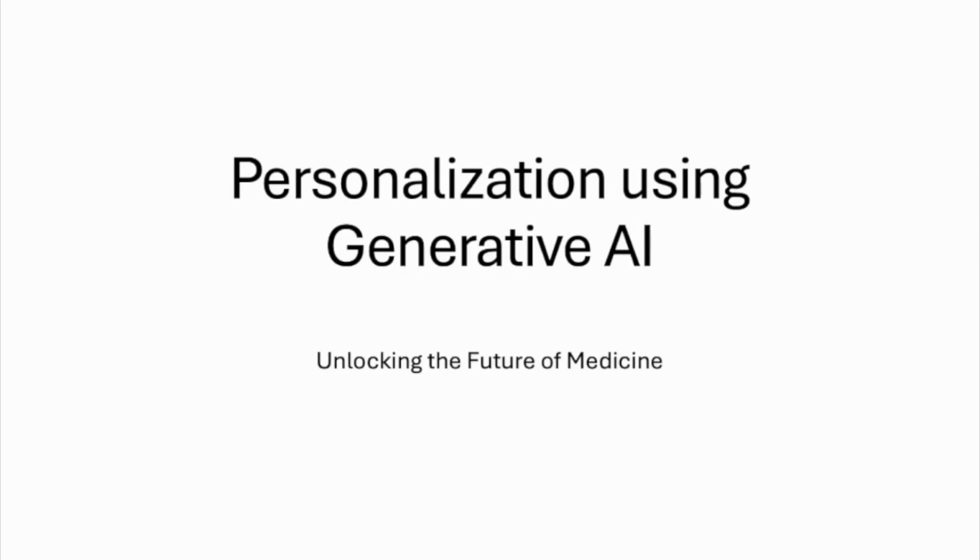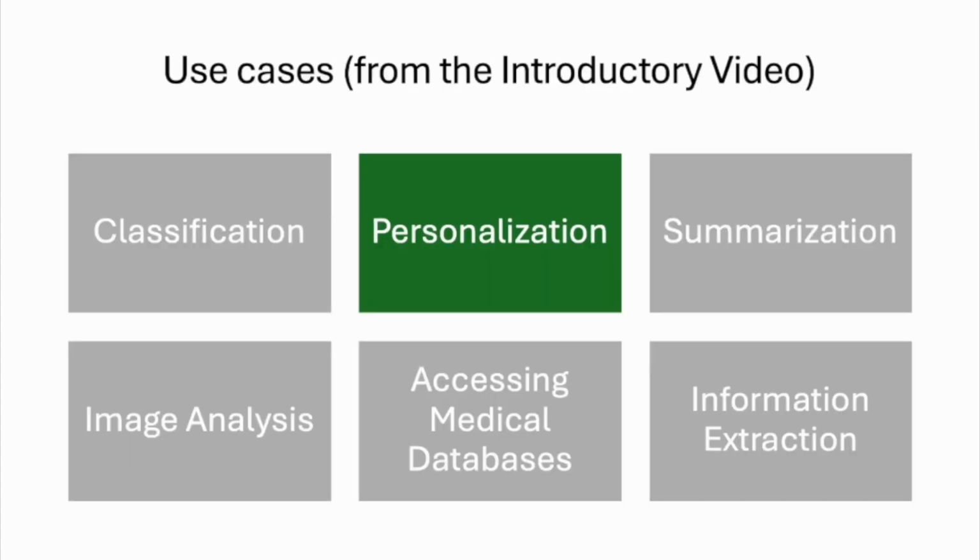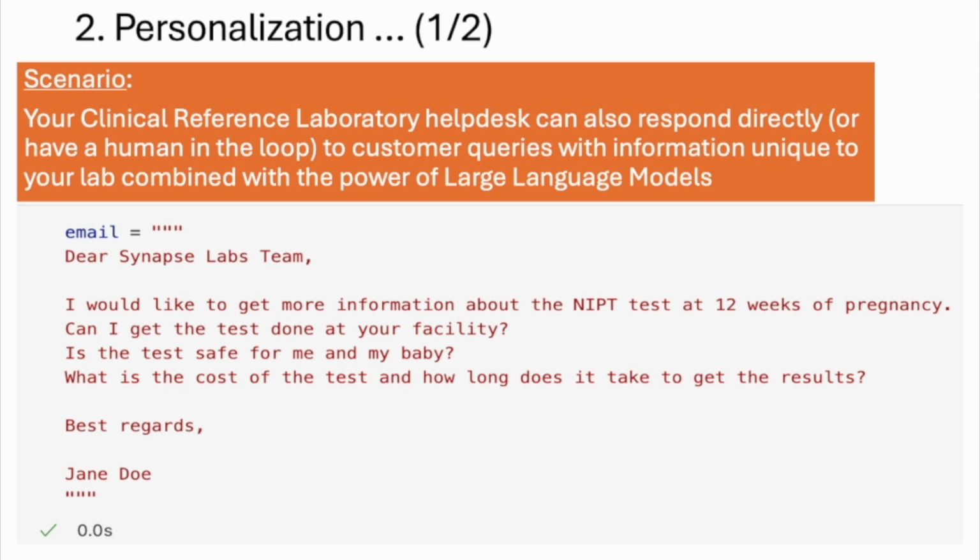In this video, we are going to look at how we can do personalization using generative AI. For those of you who saw my introductory video, we had presented 6 use cases in that, which included classification, personalization, summarization, image analysis, accessing medical databases, and information extraction. The scenario is that you are working in a clinical reference lab help desk and can respond either directly to customer queries or have a human in the loop to answer customer queries.